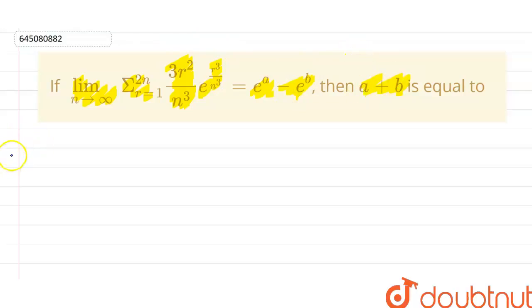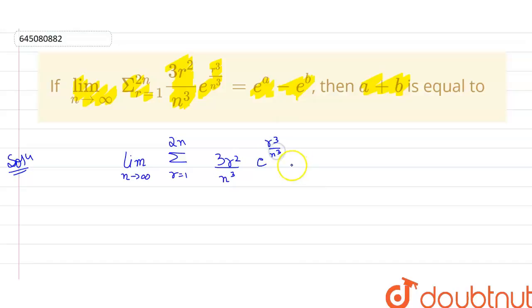Okay, so first of all, I can write here my solution part. What is the function given to me? This function is given to me as limit n tends to infinity, sigma r equals 1 to 2n. The values of r vary from 1 to 2n, and this function is 3r square divided by n cube, and here I have an exponential function with the power of r cube divided by n cube.